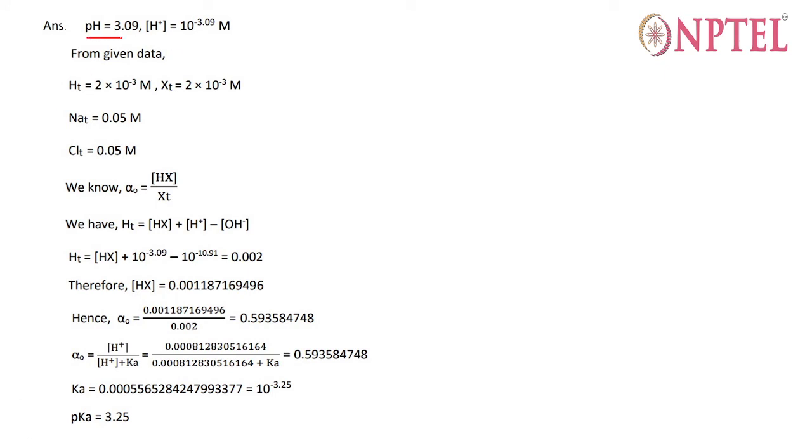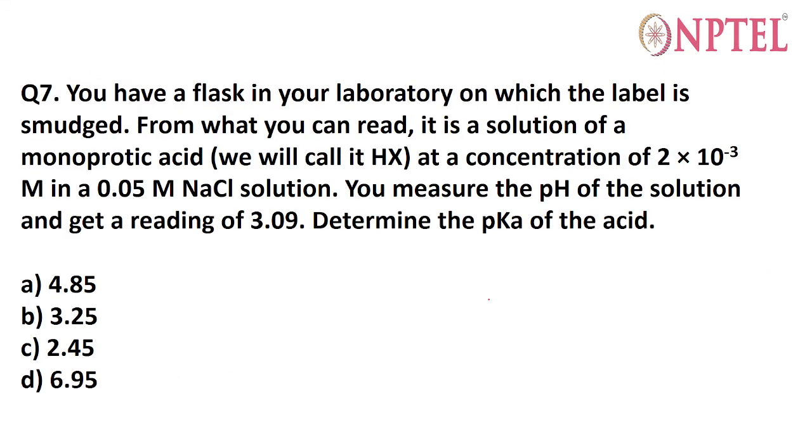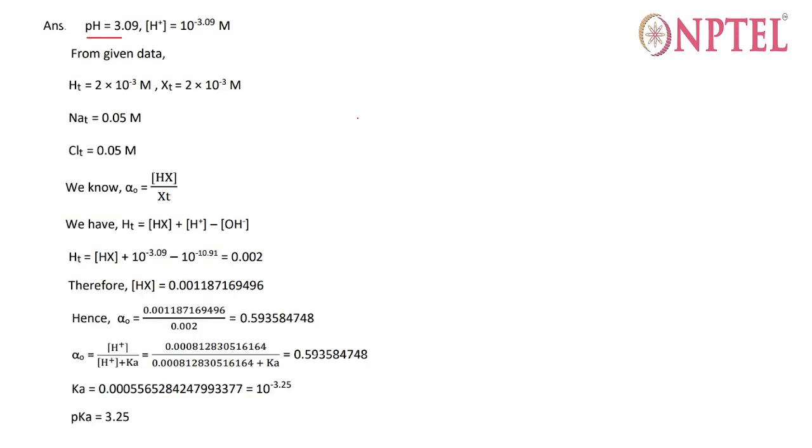So the pH was how much? 3.09. That's what I got, right? And so I can write what is the H plus concentration, right? So H plus concentration will be nothing but 10 to the power minus 3.09 molar. I hope all of you know what is pH. If the pH is something X, then the H plus concentration is nothing but 10 to the power minus X molar. So this is a basic concept.